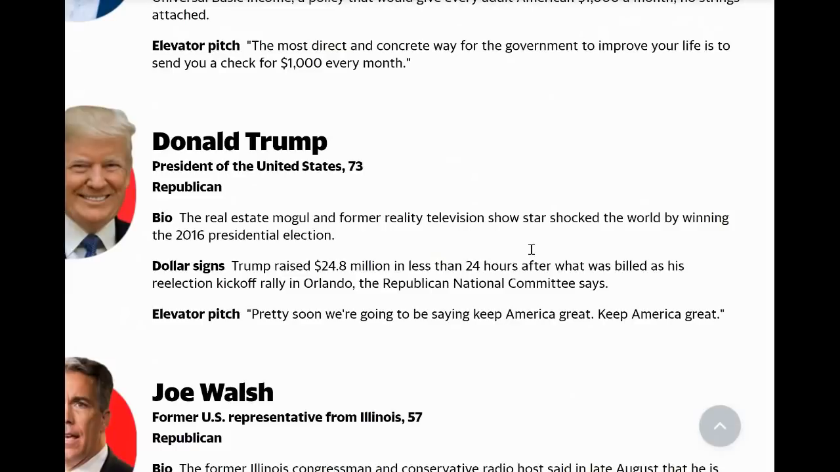These principles help you tell which campaign has the most likelihood to succeed, just based on the campaign logos and slogans and these elevator pitches.